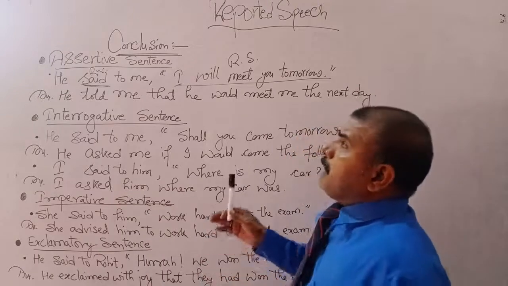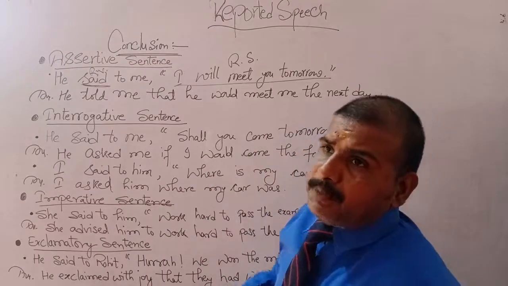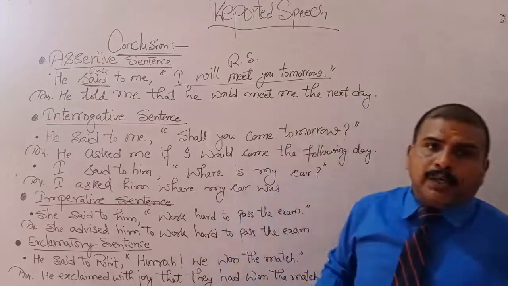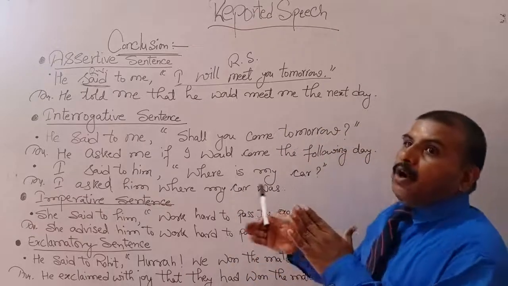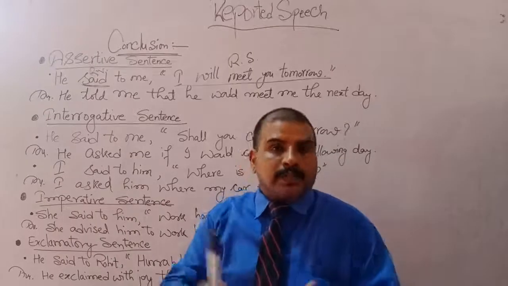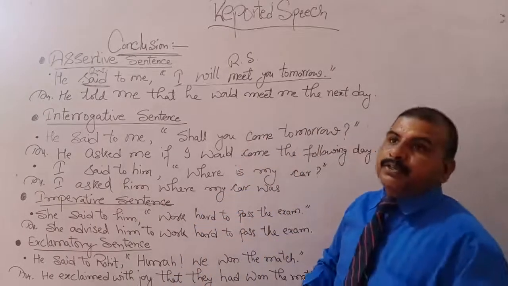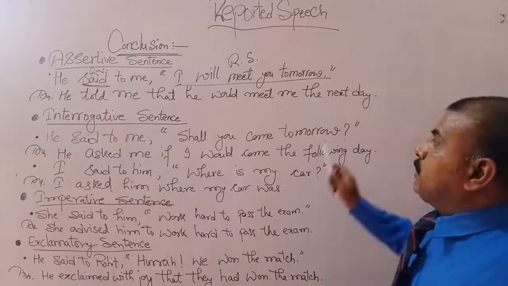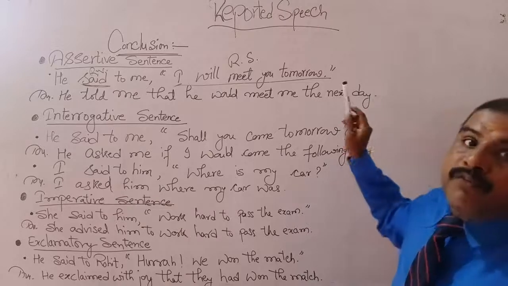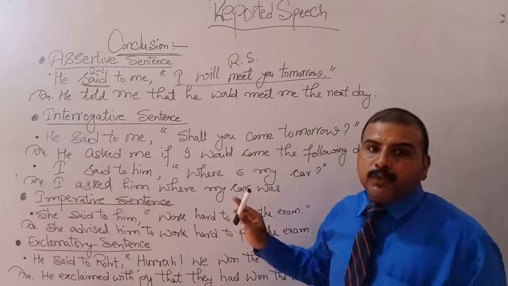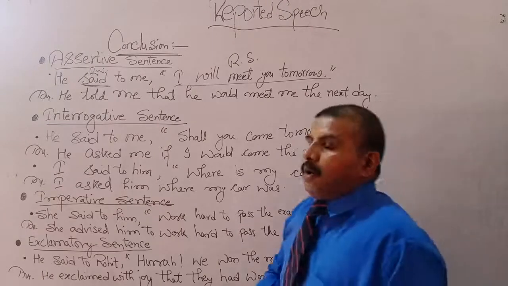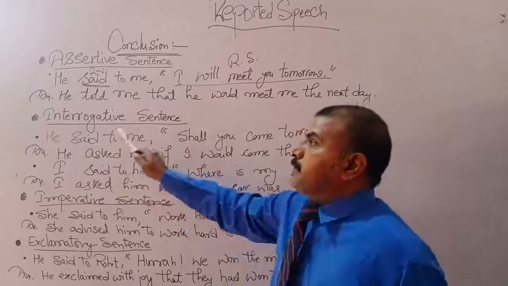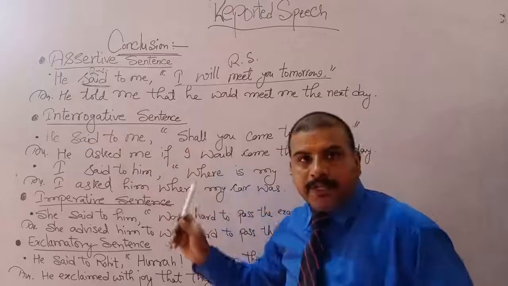Now in direct speech to indirect speech, one thing you should make clear is that in indirect speech we convert all the sentences to assertive sentences. That means the main punctuation for indirect speech is only the full stop. No other punctuation we are going to use. Clear?